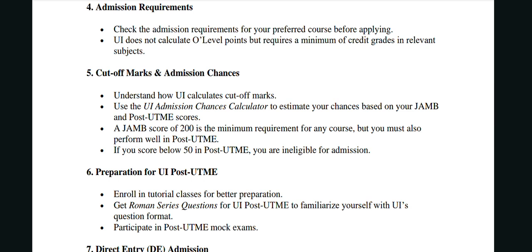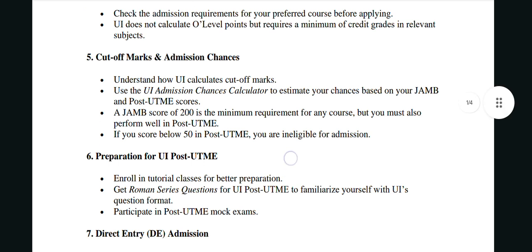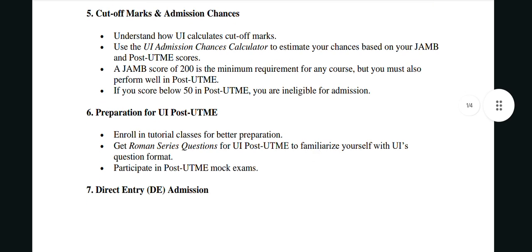So admission requirements. In the first part of the series, I showed you the admission requirement, the interpretation of O-level results and UTME combination. So you can watch the first video. It is very important that you check the admission requirement for the course you want to study before you choose it or before you apply for it. And also UI does not calculate O-level points, but they require that you have at least a credit in the relevant subject. The explanation about that is in the first part of this series.